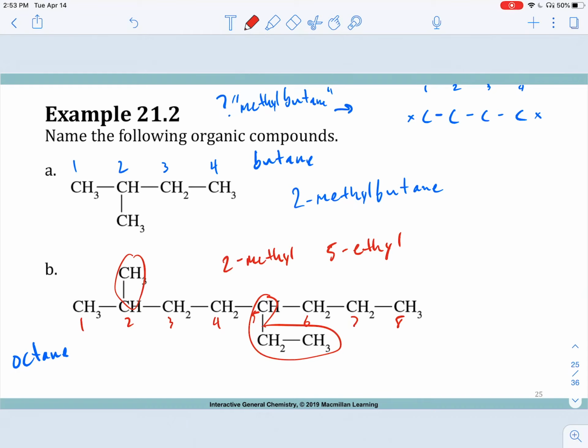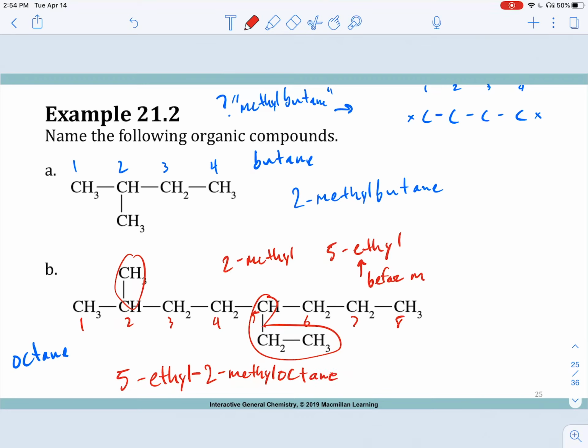So when I name this, which comes first, the 2 methyl or the 5 ethyl in front of the octane? We go alphabetically. So E before M. So we have to name the ethyl group first. So this is going to become 5 ethyl dash 2 methyl octane.